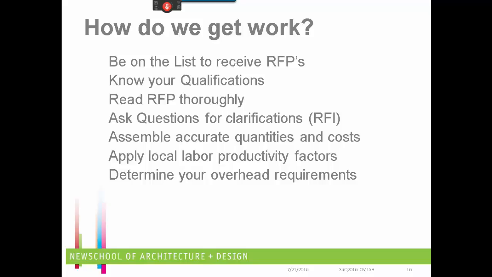Then in addition to the overhead, you have to determine what the appropriate profit margin is. You know, everybody thinks it would be great if they made 10%. So if I got a $1 million contract, I'd make $100,000. That does not happen. The smaller the contractor, the smaller the contract, the higher the percentage.